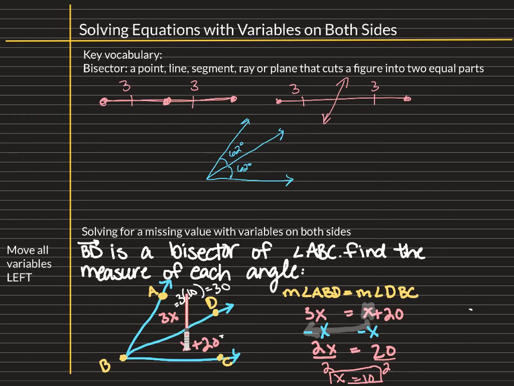So I see if I take 3 times 10, I get 30. If I plug 10 in here, 10 plus 20 also equals 30, which means I've done this right because this was supposed to be a bisector. So I can go ahead and conclude that the measure of angle ABD is equal to 30. I can conclude that the measure of angle DBC is also equal to 30. And consequently, if I add those two together, I can get the total measure angle ABC, which will equal 60, because 30 plus 30 is 60 degrees.